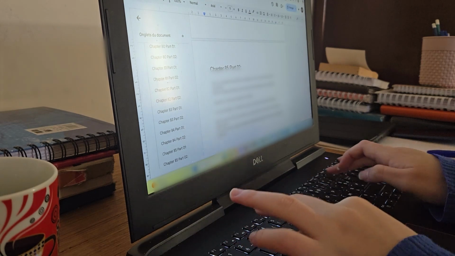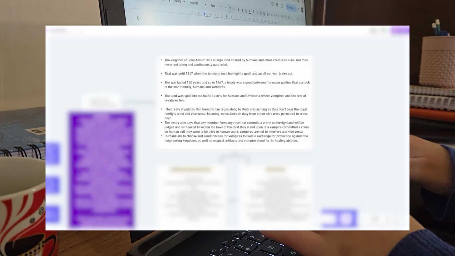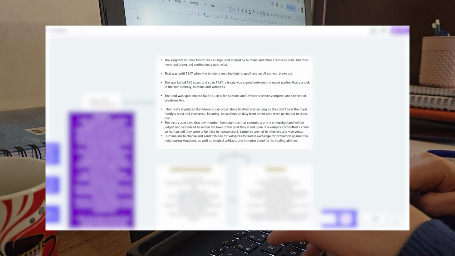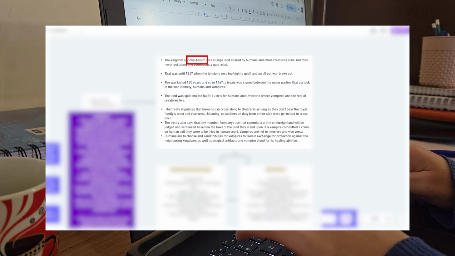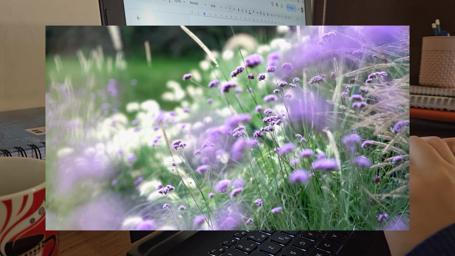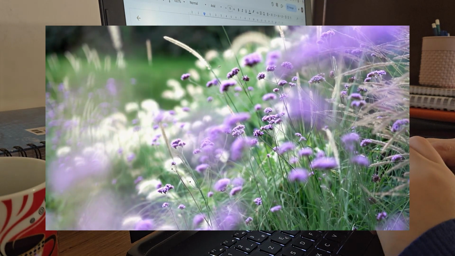I've picked a name for the kingdom that is, of course, tied to a prominent aspect of the kingdom. In this case, it would be the weather. Solis Aivum would roughly translate to the land of the sun. The land where it rains on some days but rarely ever snows. It's a place stuck in perpetual springtime, basically.